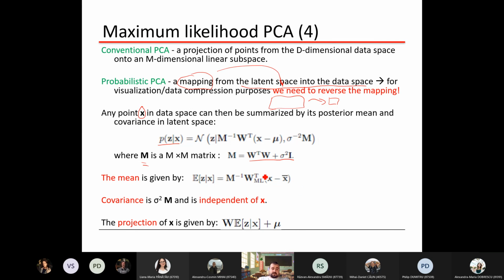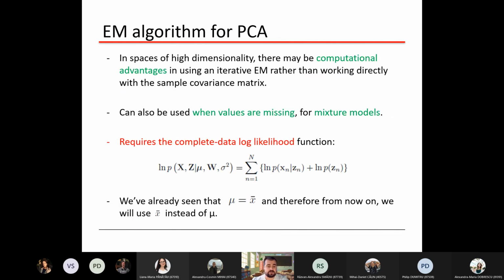We saw this a bit earlier. The covariance will be sigma squared multiplied with M inverse, and is independent of X, and therefore the projection will be the expectation of Z given X multiplied by W plus the mean. So this is how we get the projection that we are interested in, the correct mapping from the data space to the principal subspace. Now we will get to the EM algorithm for PCA.